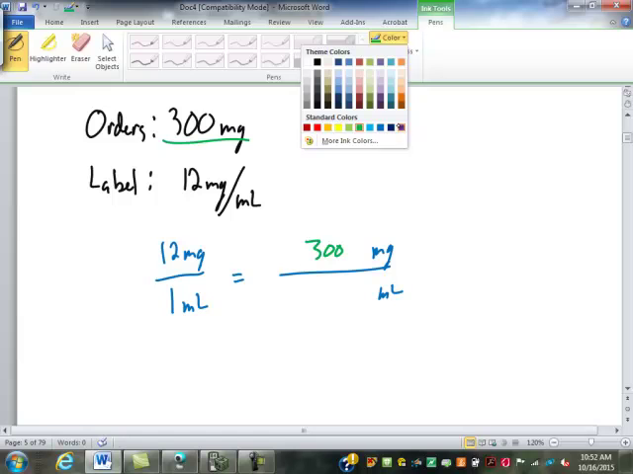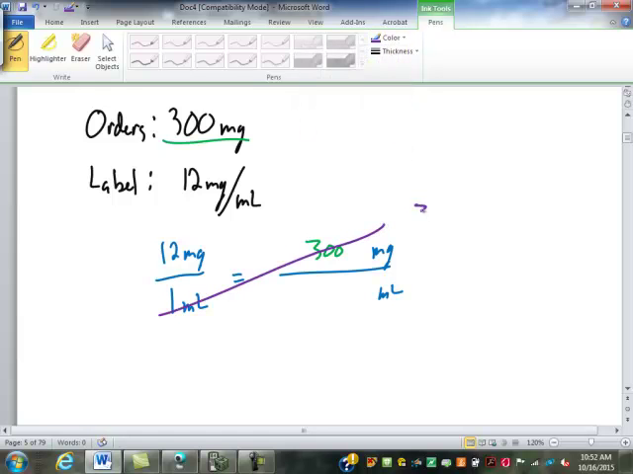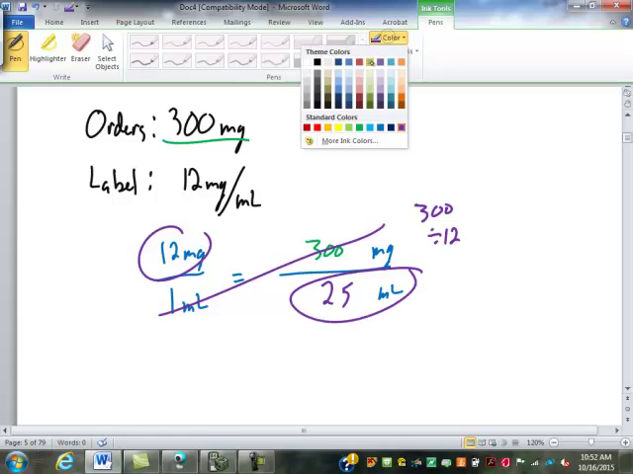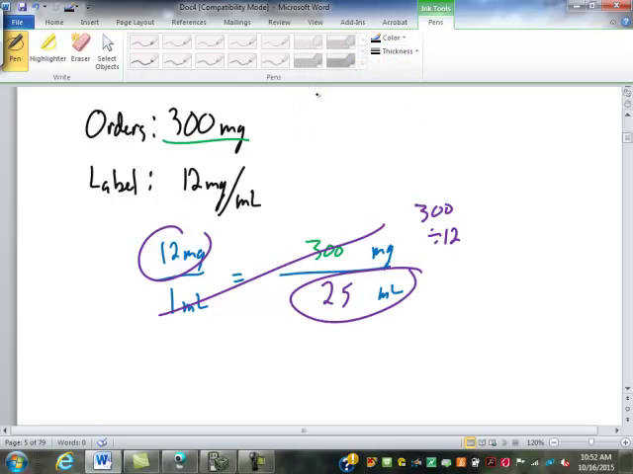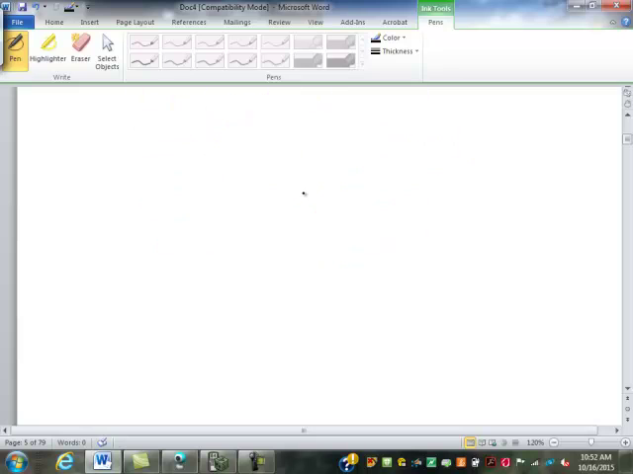So we cross multiply and divide. 1 times 300 is 300, divided by 12 is 25 milliliters. Let's do one more of those.